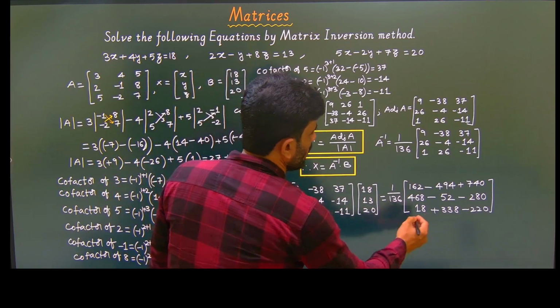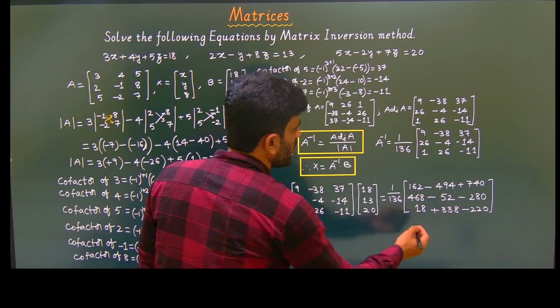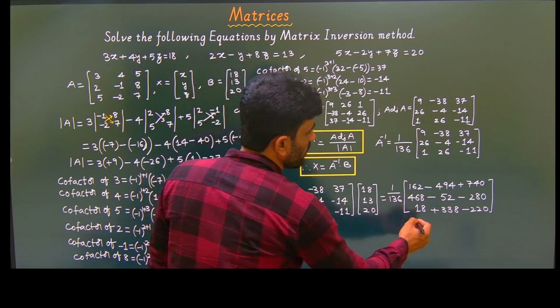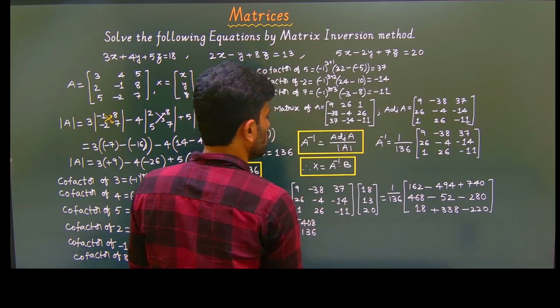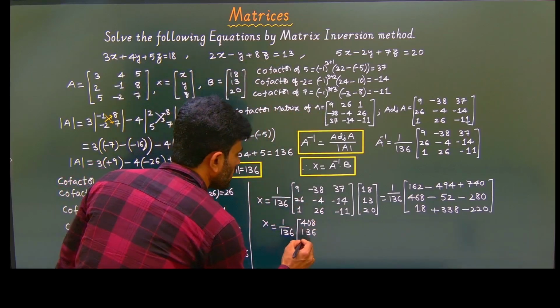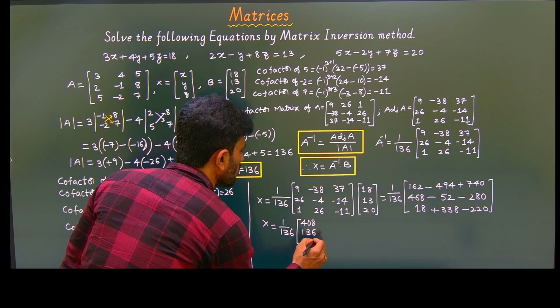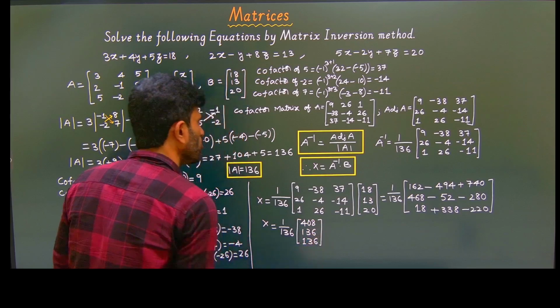Coming to the third element: 18 plus 338 is 356, minus 220, which is 136 again.